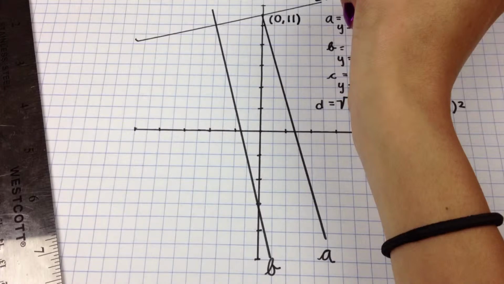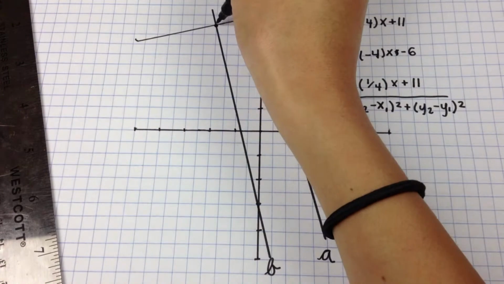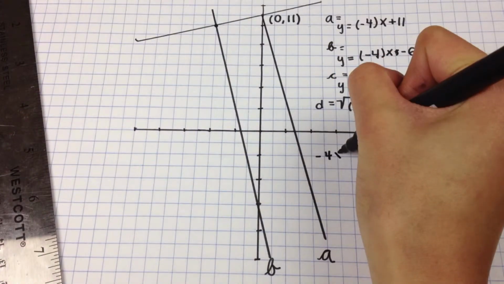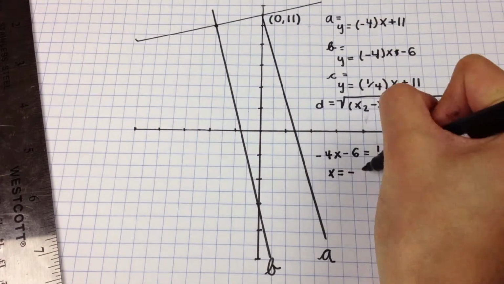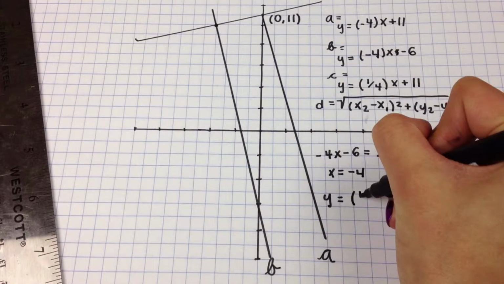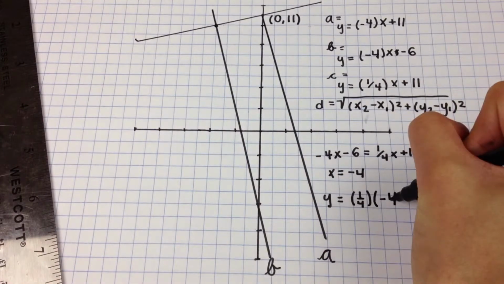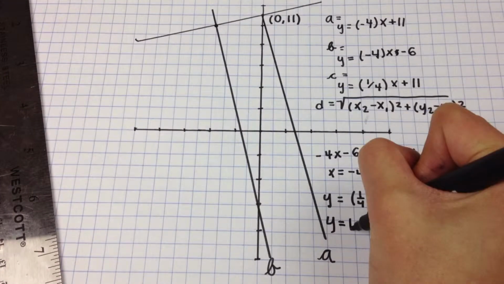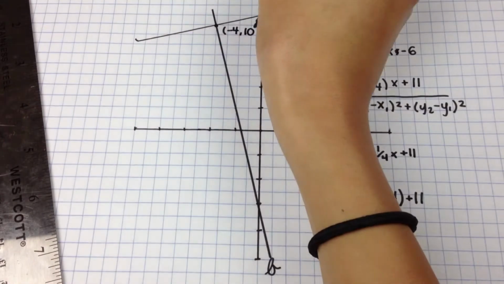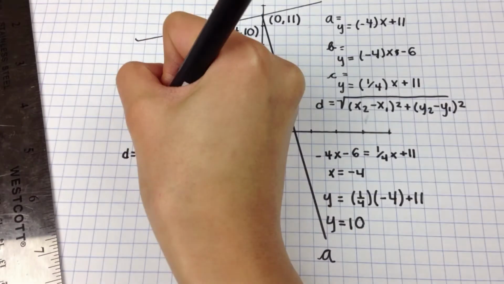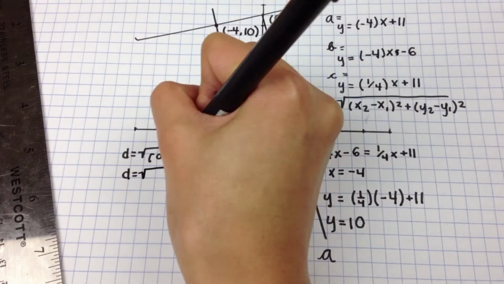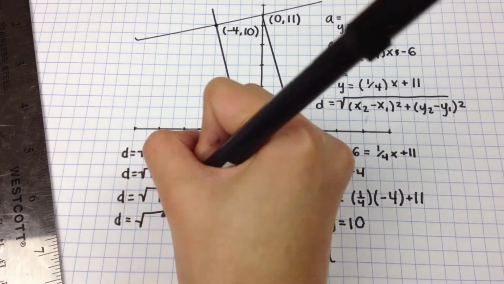Now we will have to find the point that line C intersects with line B. To find this point, we will set the equations of lines B and C equal to each other and solve for x. By solving, -4x minus 6 equals 1/4 x plus 11, you get x equals -4. When you plug -4 as x into the equation of line C, you will find that y is equal to 10. Then you take the 2 points that you just found and turn them into an ordered pair. You will get -4, 10. Now you find the distance between 0, 11 and -4, 10.